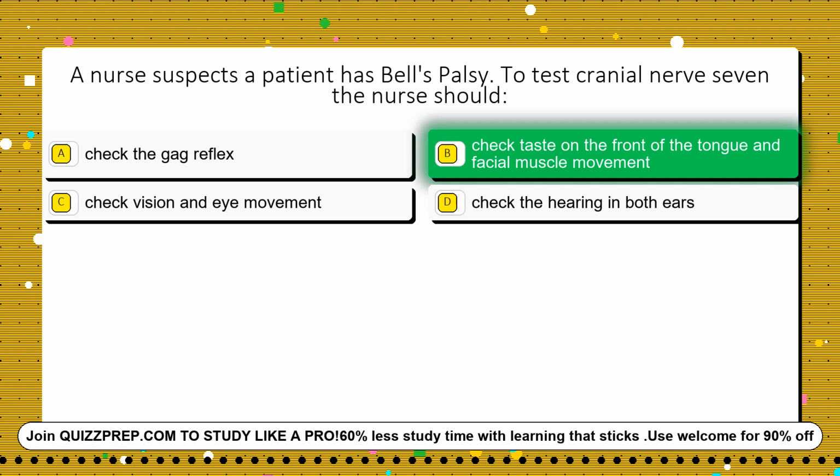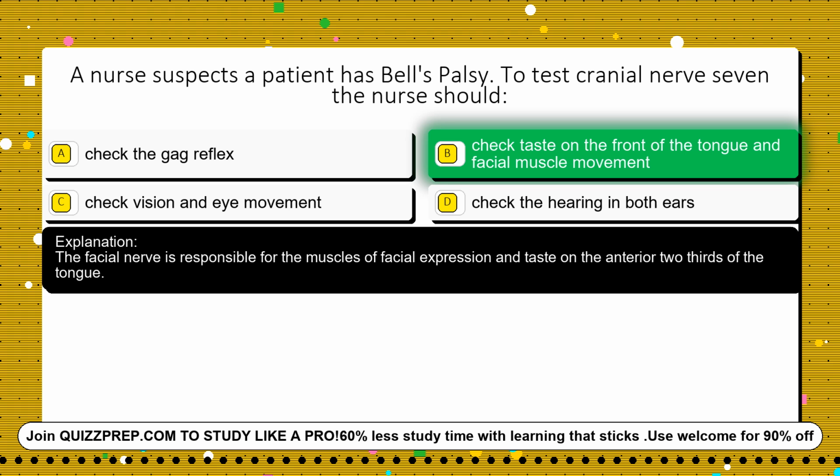The correct answer is option B, check taste on the front of the tongue and facial muscle movement. The facial nerve is responsible for the muscles of facial expression and taste on the anterior 2/3 of the tongue.